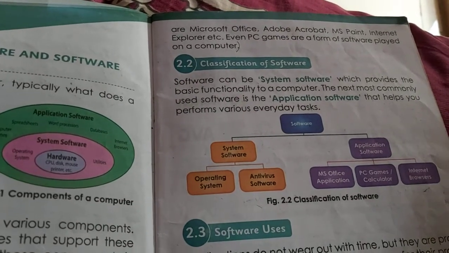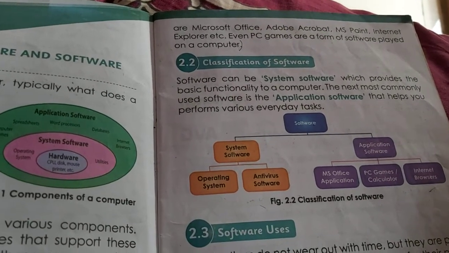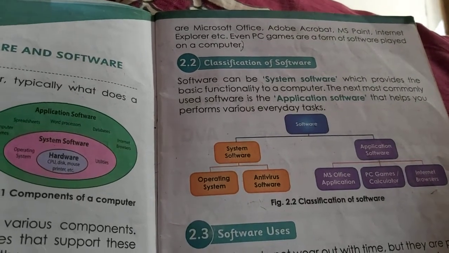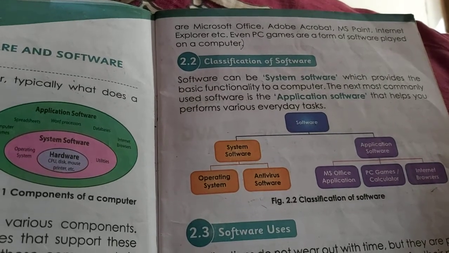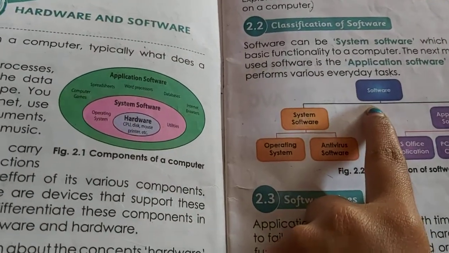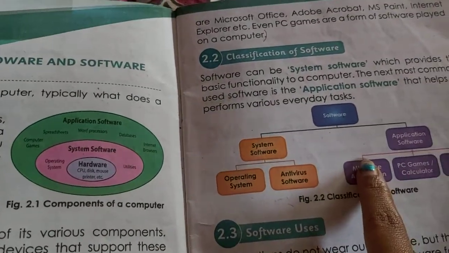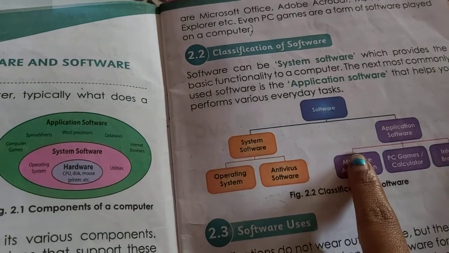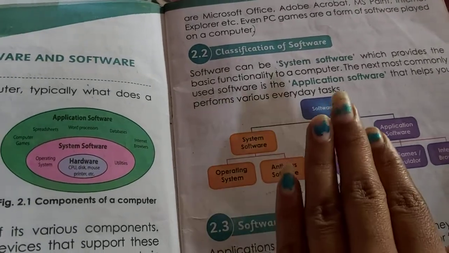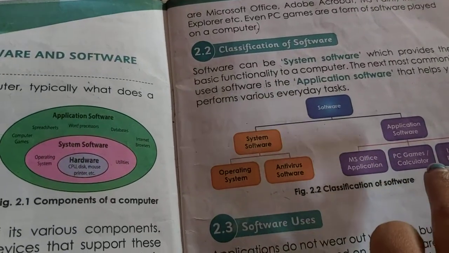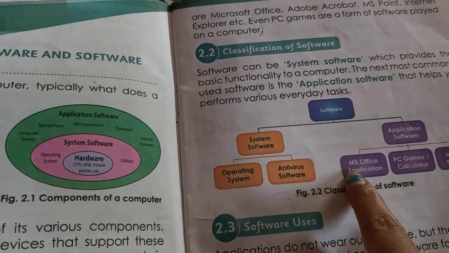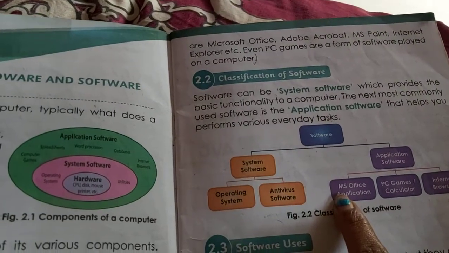Now we are going to learn the classification of software. What is meant by software? Software is a computer program that helps us to perform a specific function. Your mobile games, your PC games, your applications like MS PowerPoint, Paint, Notepad, calculator, these are all software.